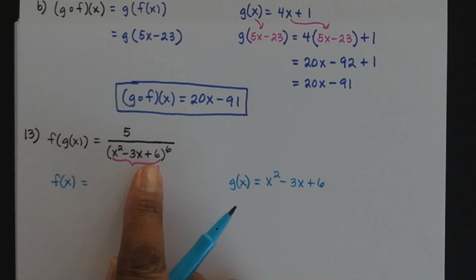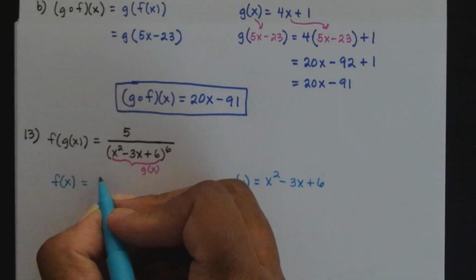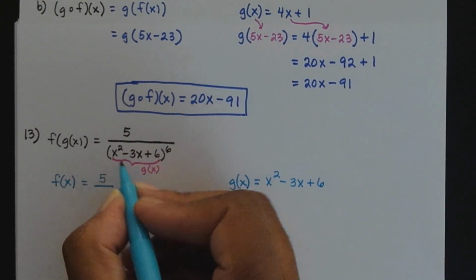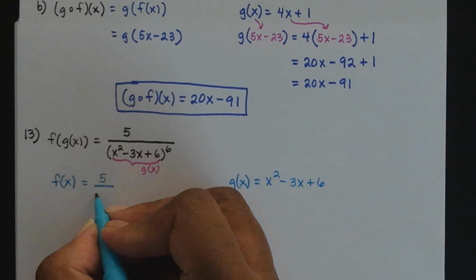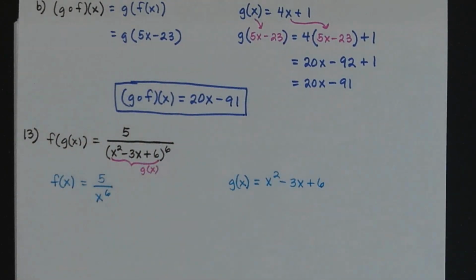which would mean that f of x, now, since that x squared minus 3x plus 6 was put in place of x in our f of x function, that would mean f of x will have to start off as 5, which is my numerator, divided by, this was put in place of x, so it had to be an x, raised to the 6th power. So f of x had to start off as 5 over x to the 6th. G of x had to start off as x squared minus 3x plus 6.